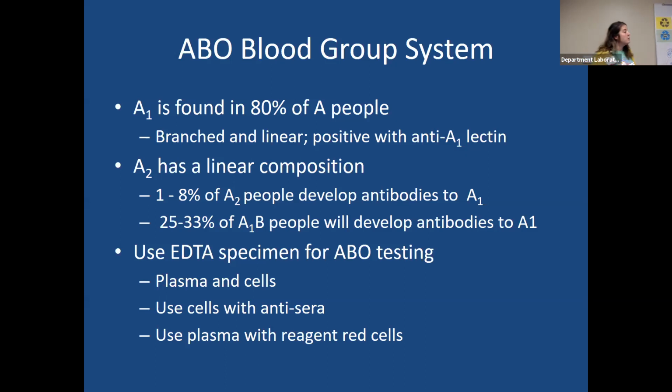And keep in mind too, that can happen in A1B patients as well, or your AB patients. AB patients can be A2B, all right? So if they're A2B, then they can also build anti-A1, all right? They can build it, they don't have to, okay?